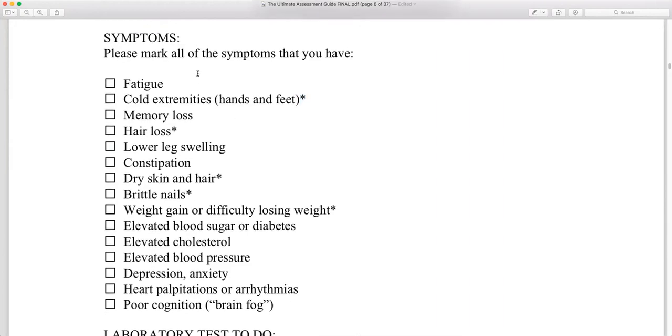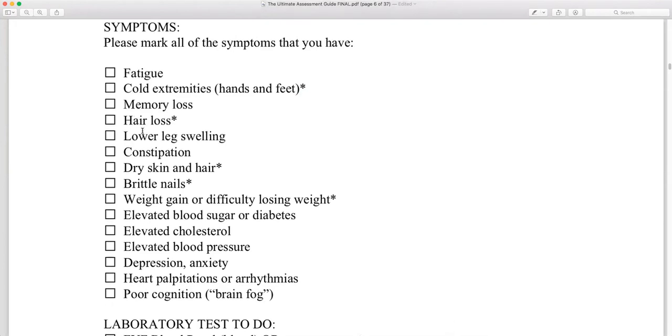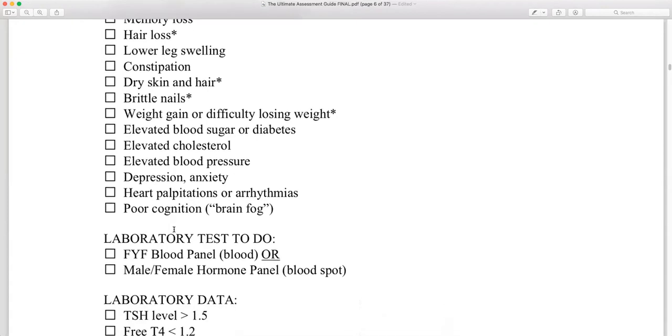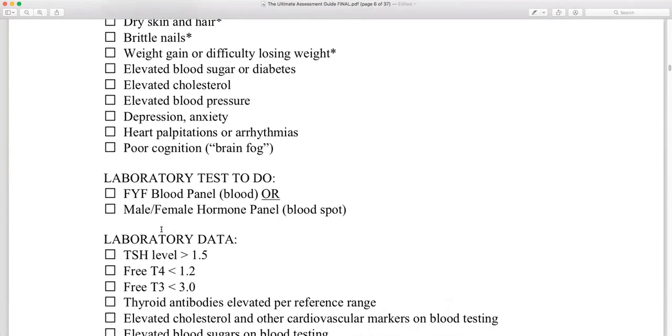So for thyroid, these are the symptoms: fatigue, cold extremities, so cold hands, cold feet, memory loss, hair loss, lower leg swelling, constipation, dry skin and hair, brittle nails, weight gain or difficulty losing weight. And then there's some lab work on here: elevated blood sugar or diabetes, elevated cholesterol, elevated blood pressure, depression and anxiety, heart palpitations or arrhythmias, poor cognition or brain fog. So those are signs and symptoms.